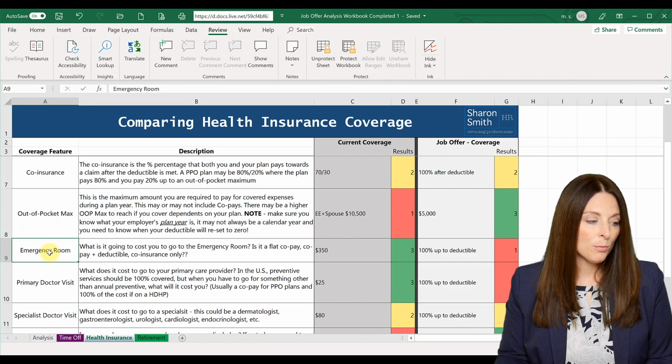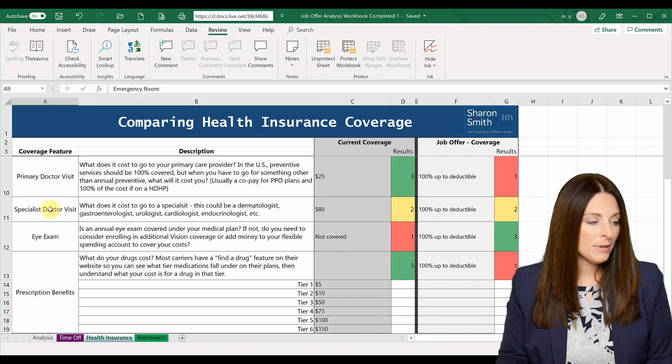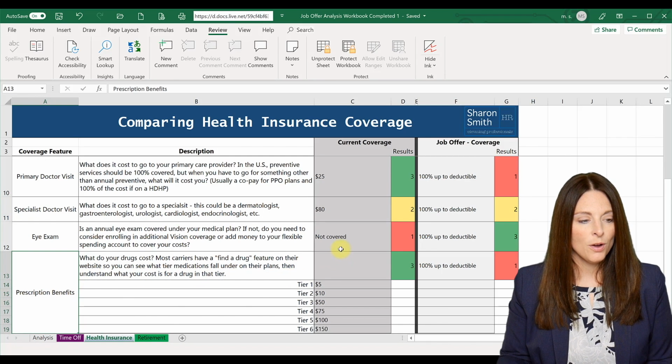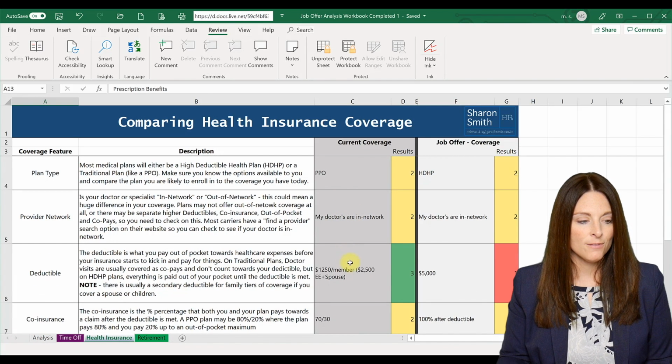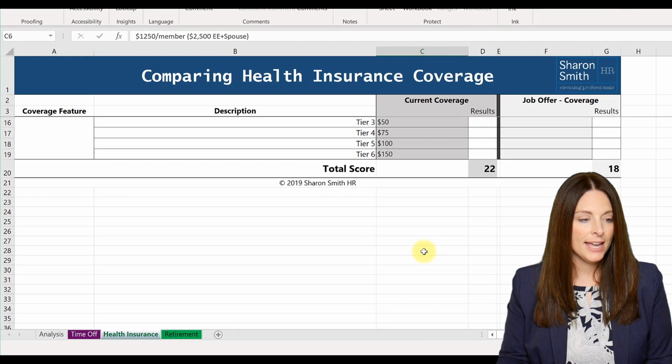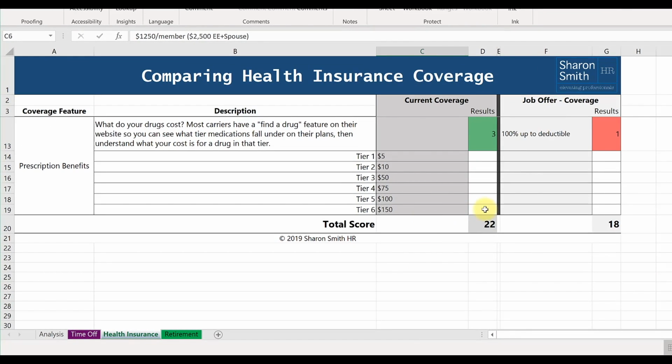And then also your emergency room cost, your primary and specialist doctor visits, whether or not there's an eye exam, and then your copays for your prescription benefits. So in this scenario, I've walked through all the different options and have scored the differences here. And I find that, again, my current coverage is a little more favorable than the job offer.